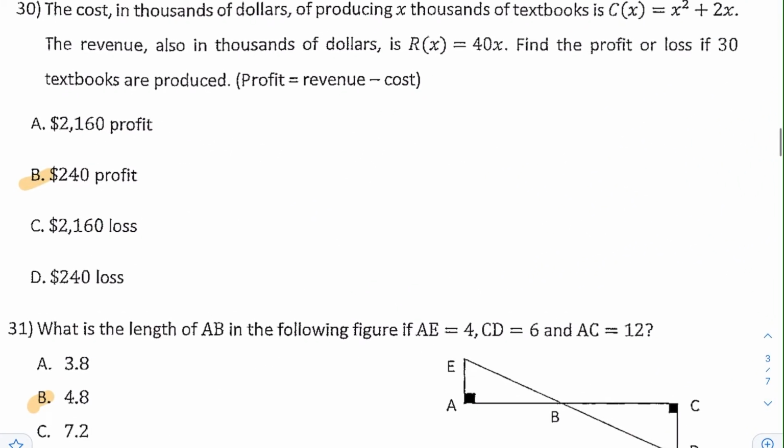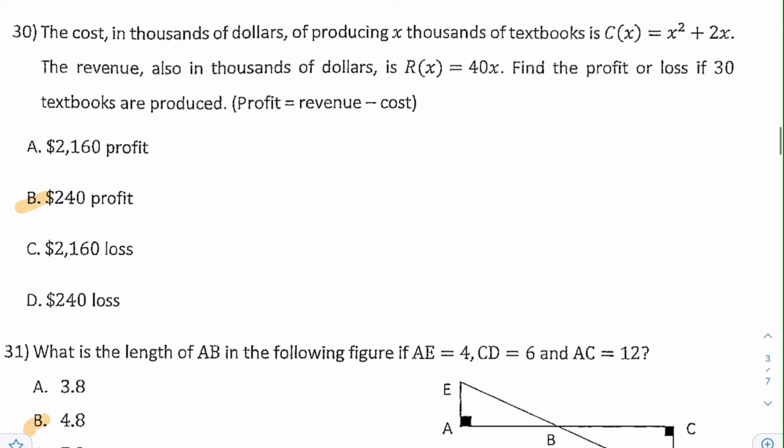Next, for number 30, the cost in thousands of dollars of producing X thousands of textbooks is C of X equal to X squared plus 2X. The revenue, also in thousands of dollars, is R of X equal to 40X. Find the profit or the loss if 30 textbooks are produced. So you have the equation profit is revenue subtracted by the cost.